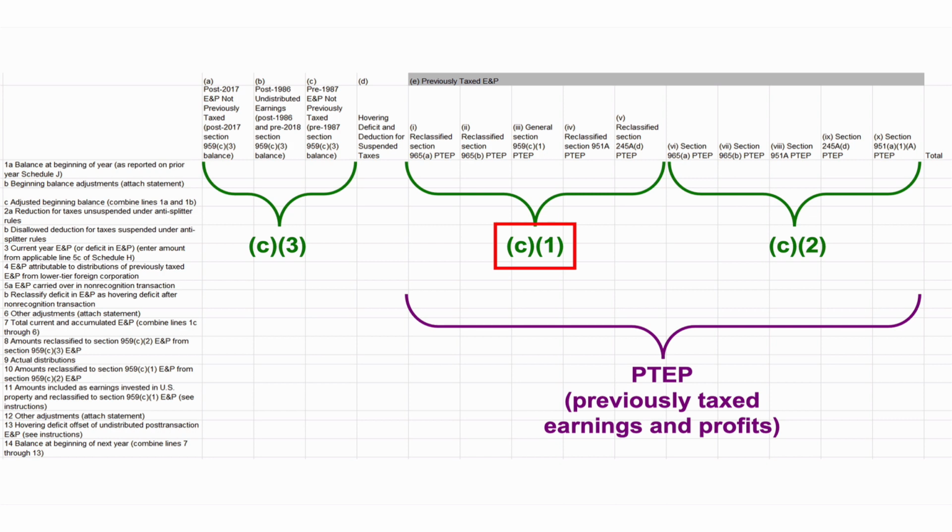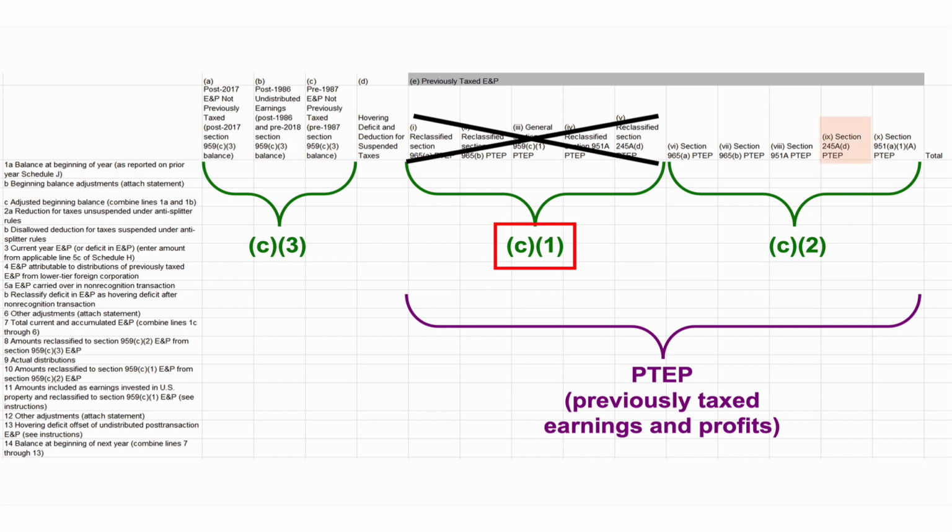C1 earnings and profits exist only if the CFC has investments in U.S. property. The most frequent type of investment in U.S. property is a loan from the CFC to the U.S. shareholder or to a U.S. person related to the U.S. shareholder. For purposes of this video, we are going to assume that the CFC had no investments in U.S. property. This means that we can ignore columns E1 through E5.